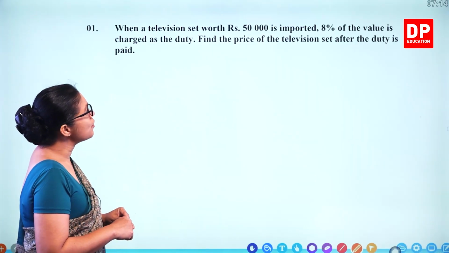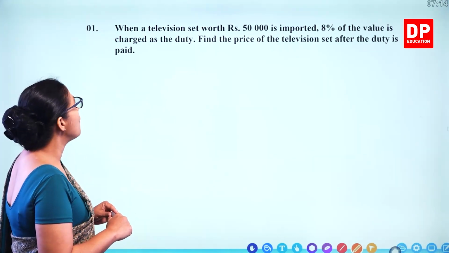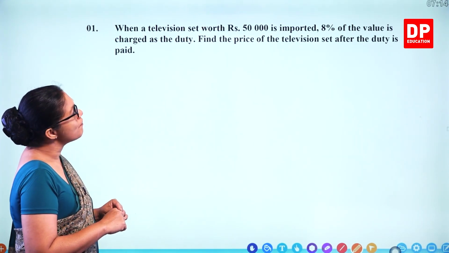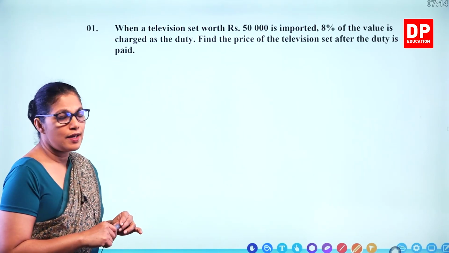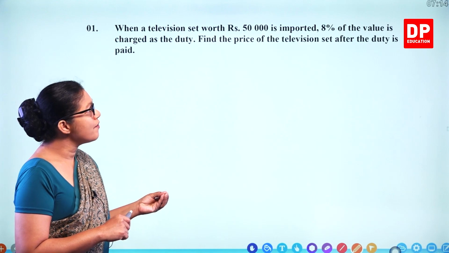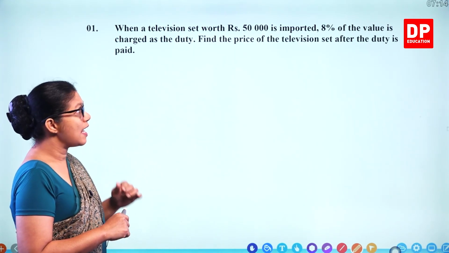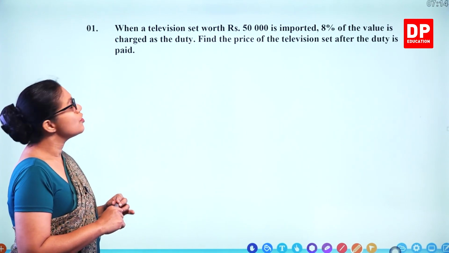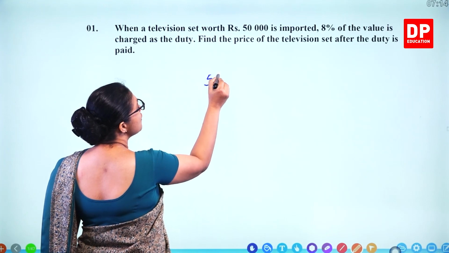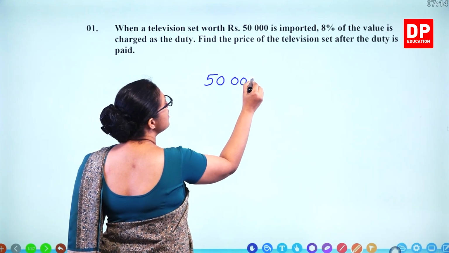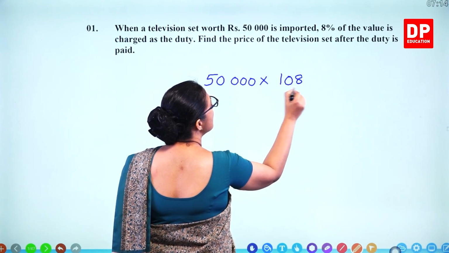When a television set worth 50,000 rupees is imported, 8% of the value is charged as the duty. Find the price of the television set after the duty is paid. So that means if you buy for 100, you have to pay 108 because of 8% duty. So we can straight away find the amount: 50,000 into 108 over 100.